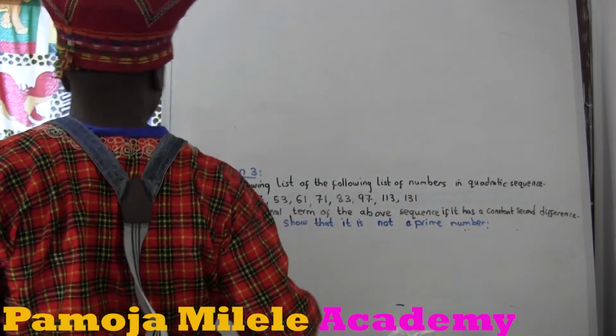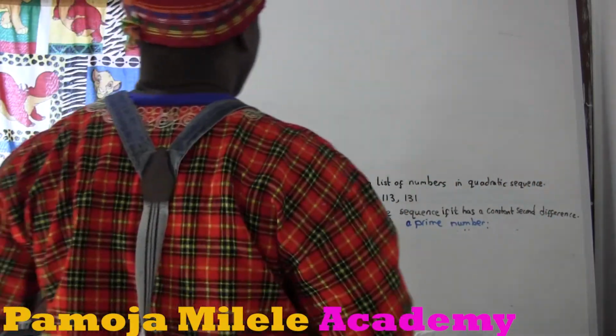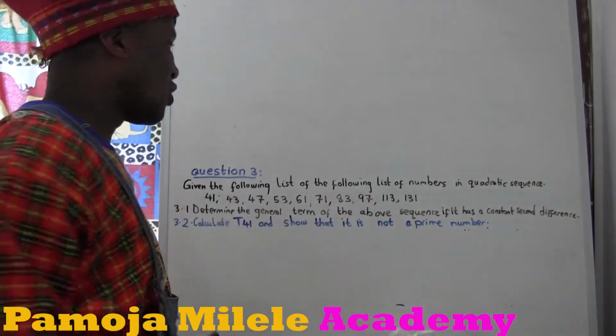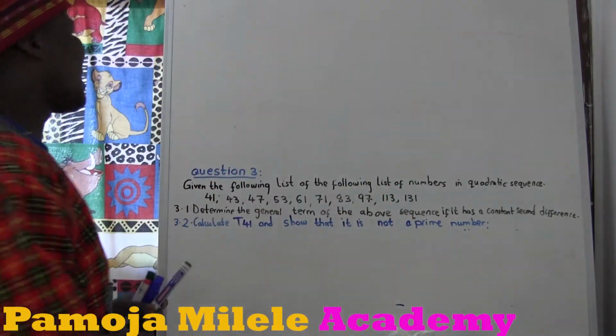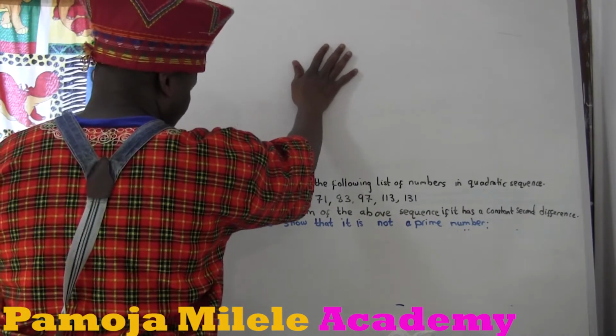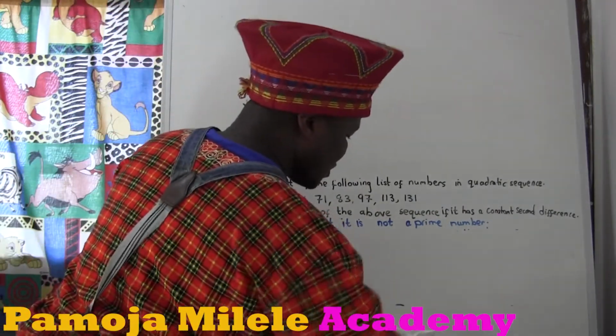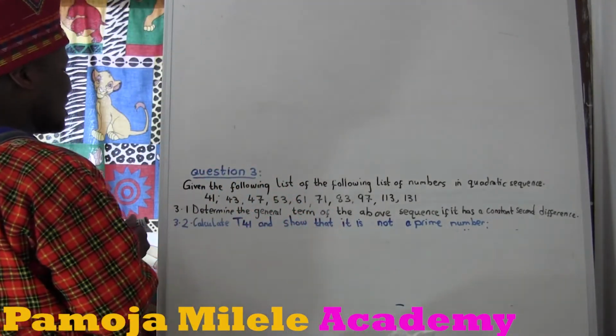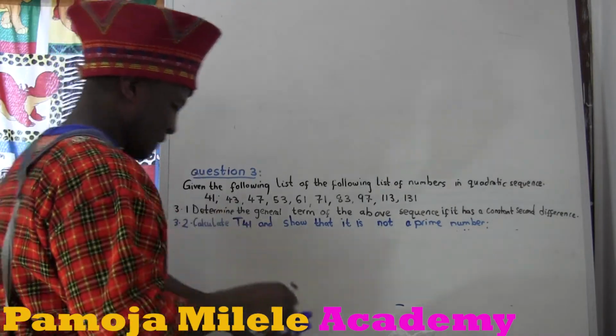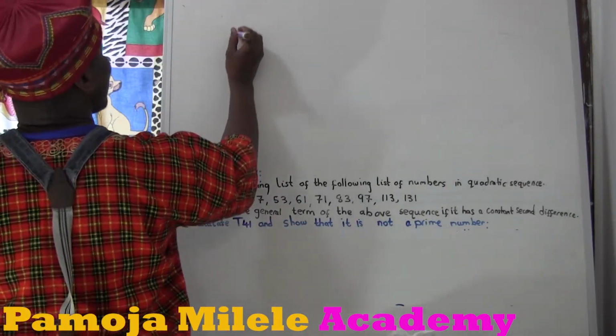Okay, cool. Now let's go for the last one. They say the following list of numbers is a quadratic sequence. Since it's a quadratic sequence, I can just start. Even if they don't tell me, I could have identified it.